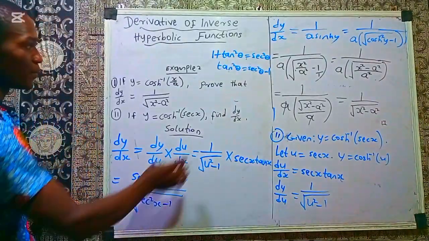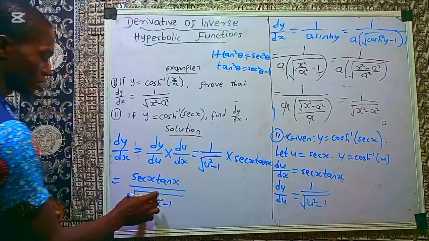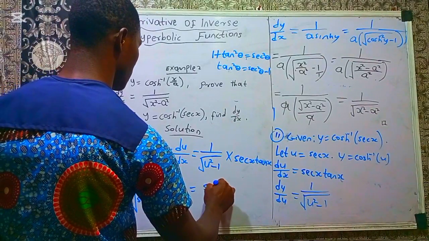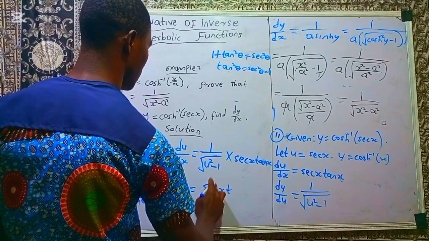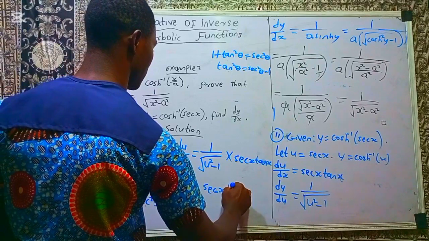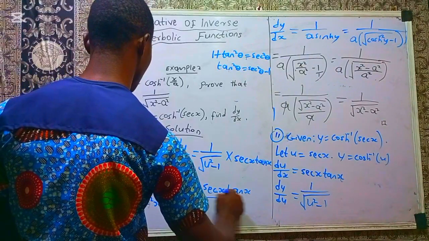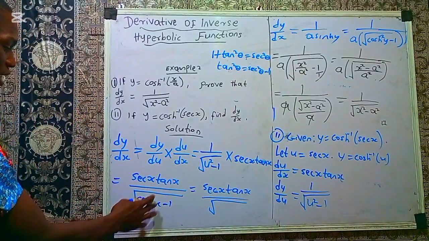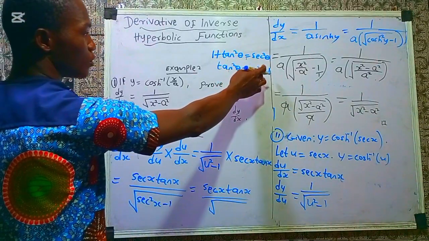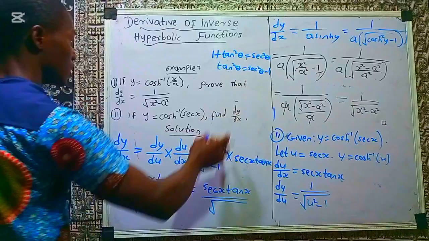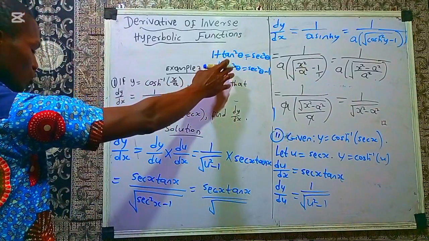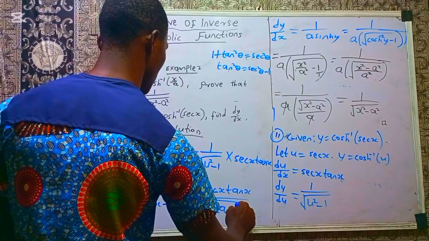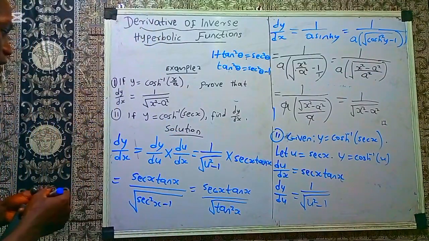So if I compare what I wrote here with what I have here, this expression will be equal to sec x tan x divided by square root of sec squared x minus 1, which is the same thing as tan squared x. So this will be tan squared x. So this is what we have.